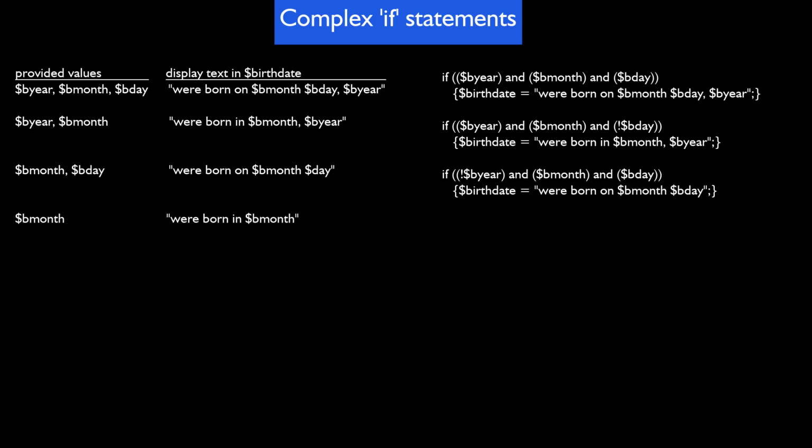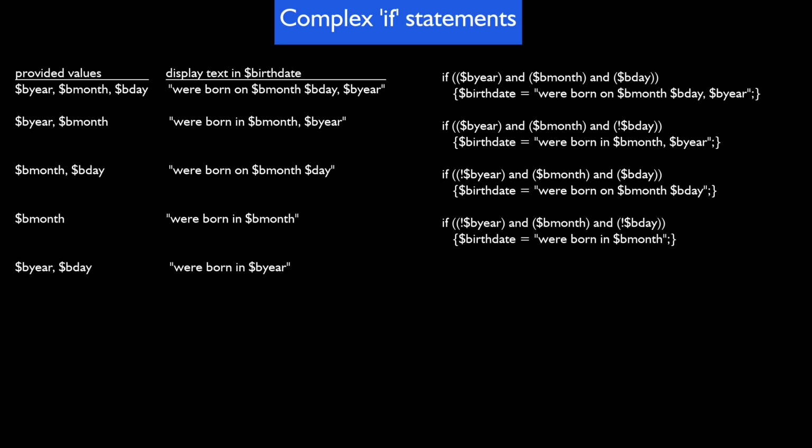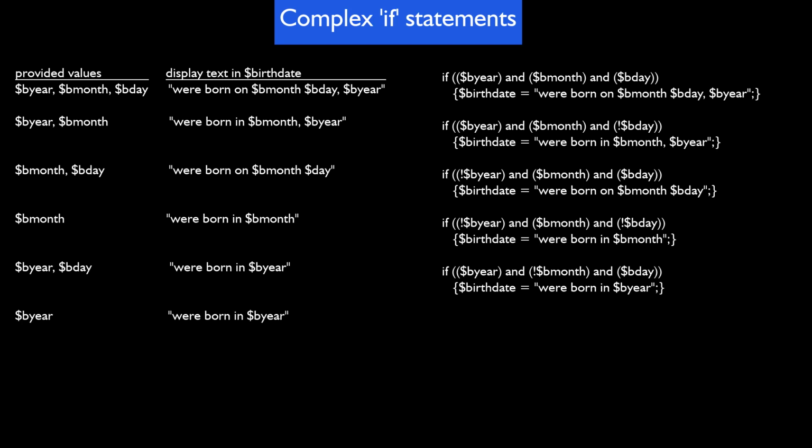If there's no year and no day, but there was a month, then we say birth date equals were born in $B month. Then if there's a year and a day but not a month, we just specify the year. Birth date equals were born in $B year. If there's a year but no month and no day, then birth date is were born in $B year.